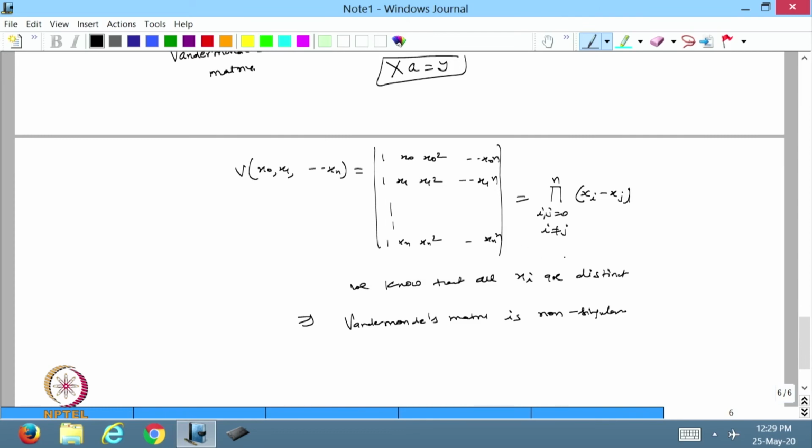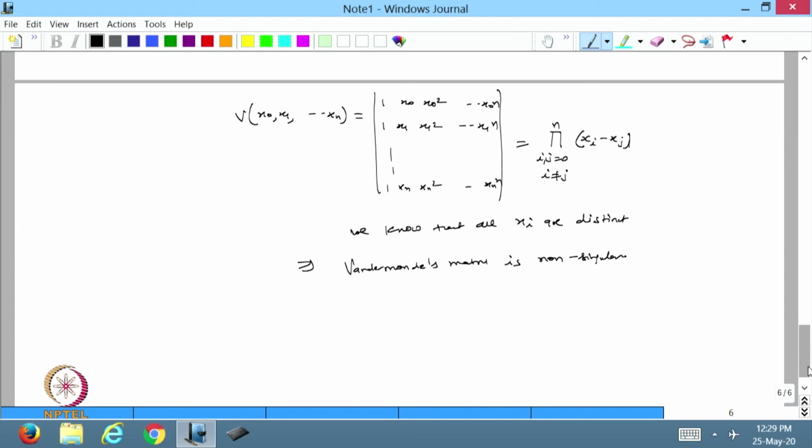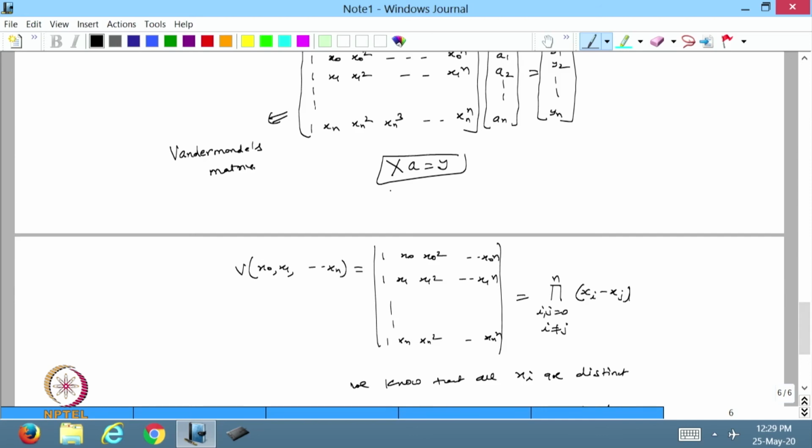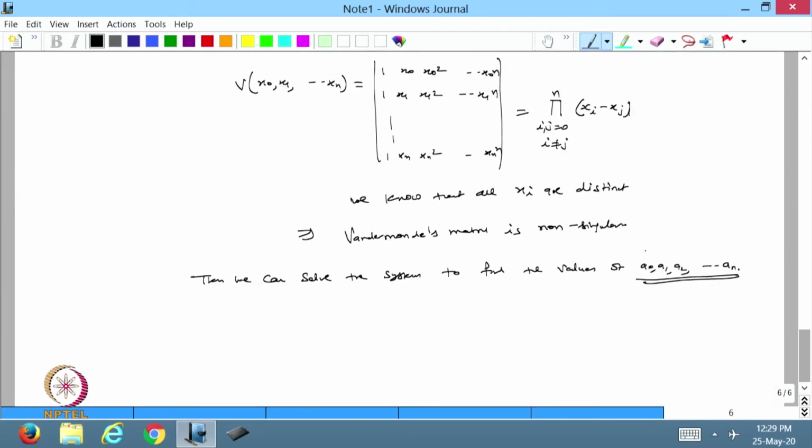This method is good whenever the values of xi and xj are not close to each other, they are distinct and the difference is quite good. So from here I can say that the Vandermonde matrix is a non-singular matrix, and based on this non-singular matrix we can solve the system to find the values of a0, a1, a2 up to an. So based on this matrix, we can find the values of a0, a1 up to an.